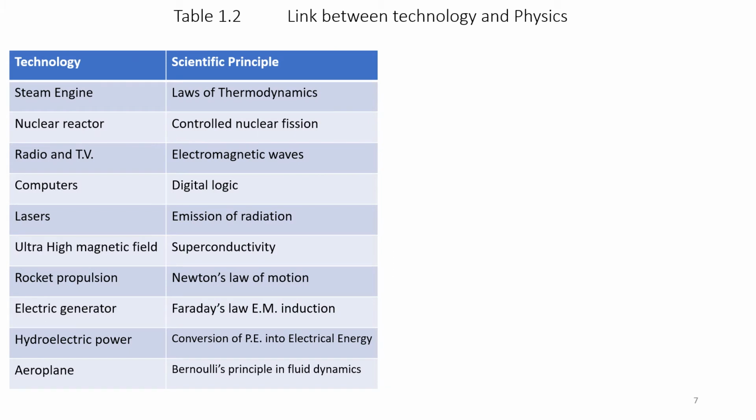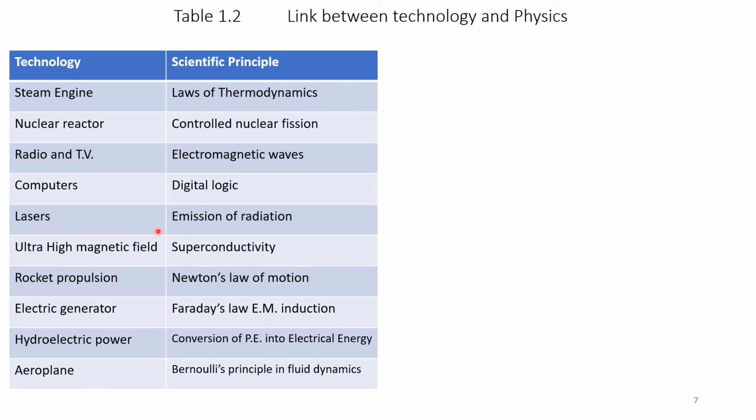Table 1.2 gives the link between technology and physics. Important technologies are given in column number 1 and the scientific principle used is given in column number 2. For example, steam engine works on the principle of laws of thermodynamics. Nuclear reactor works on the principle of controlled nuclear fission. Radio and TV work on electromagnetic waves. Computers work on the principles of digital logic.